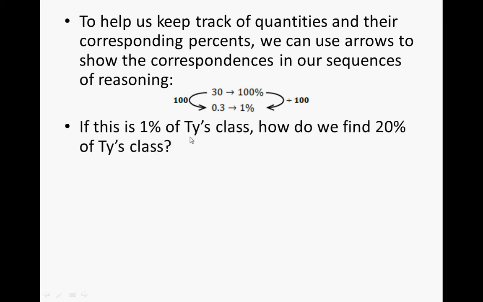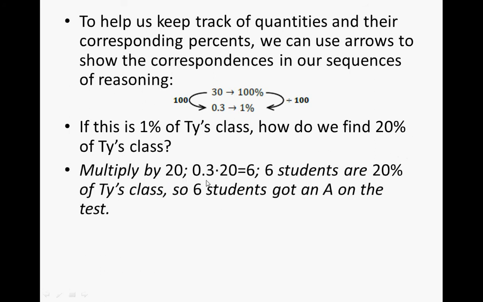So if this is 1% of Ty's class, how do we find 20% of Ty's class? Well, the same thing. We multiply by 20. 3/10 times 20 is 6, so 6 students are 20% of Ty's class, and so 6 students got an A on the test. So to show that, if 3/10 corresponds with 1%, then multiplying using our properties of equality, if I multiply 3/10 by 20, I get 6, which means if I multiply 1% times 20, I get 20%. So 6 corresponds with 20%.